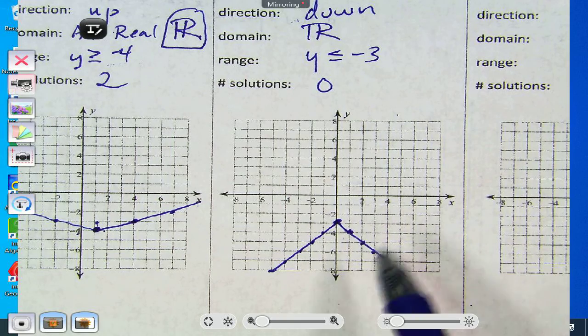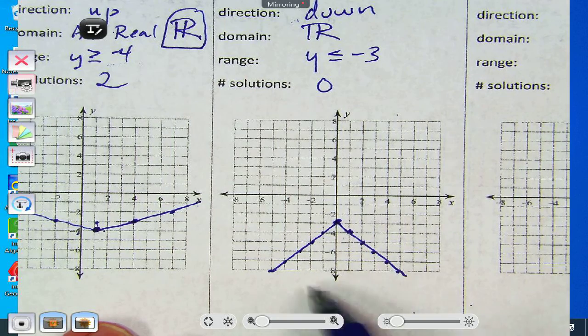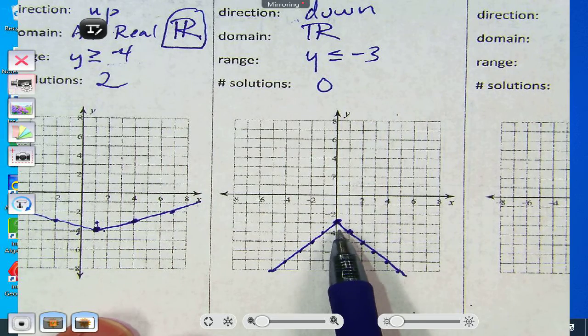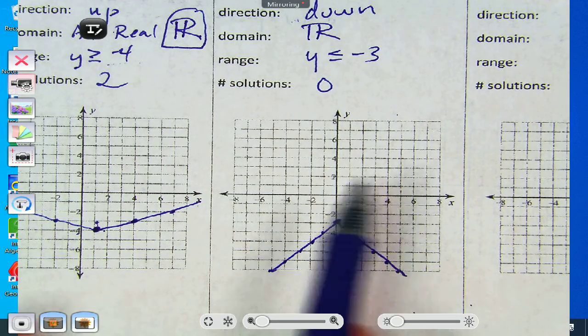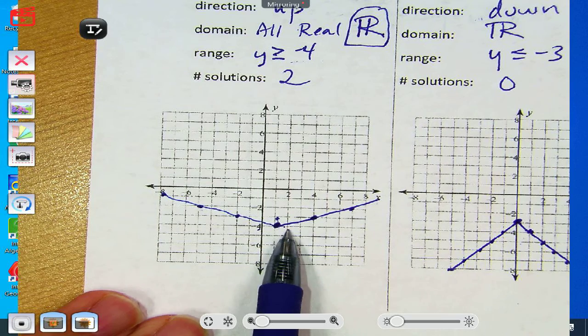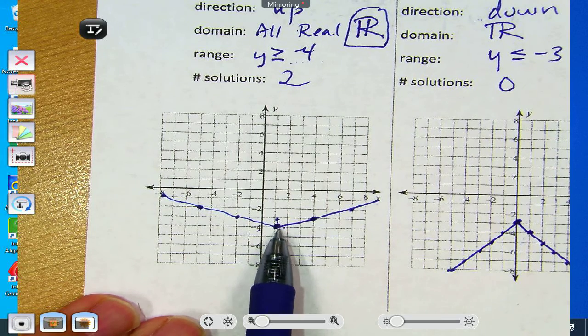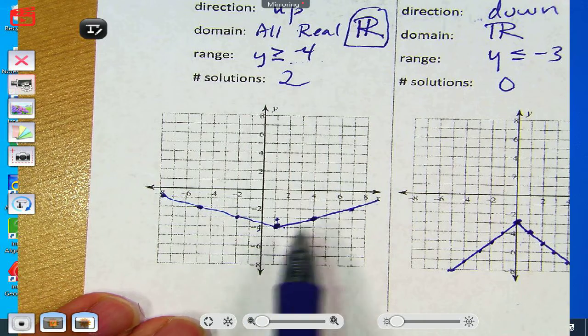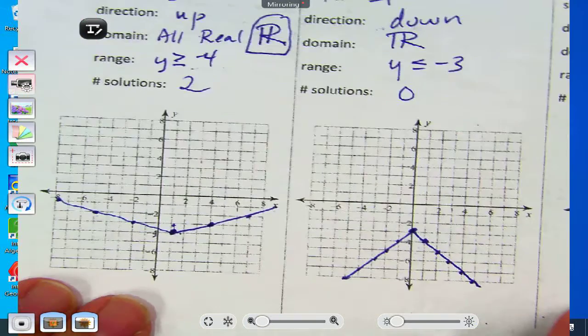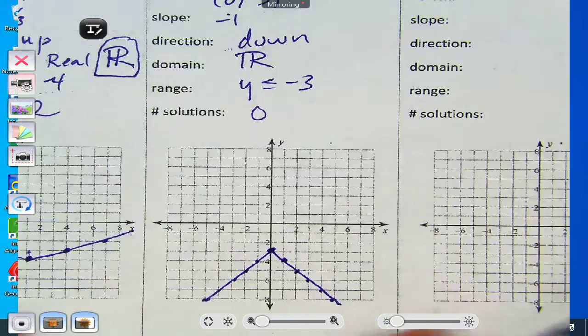Okay, so the range is what y values are part of this problem. So it starts at -3 and it goes down for this one. On the first one we did, it starts at -4 and goes up from there. That's why it's y is greater than or equal to -4. Okay. Final example.